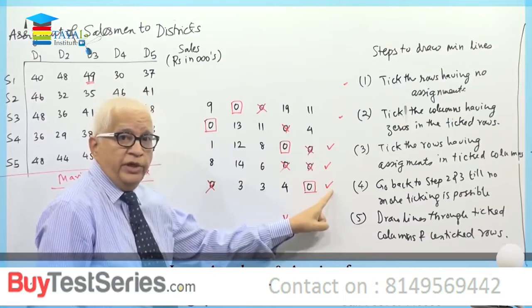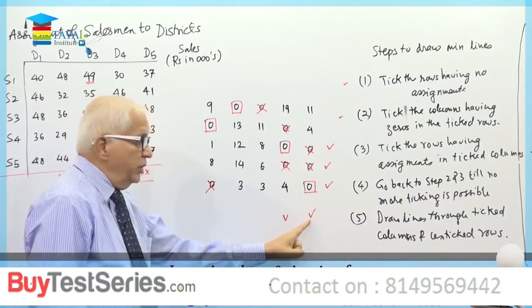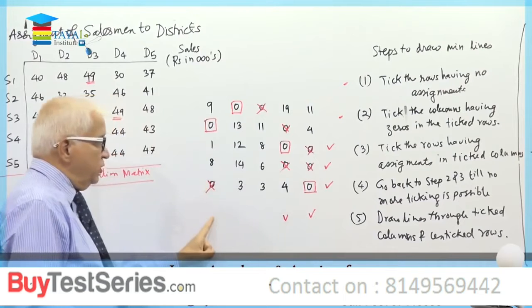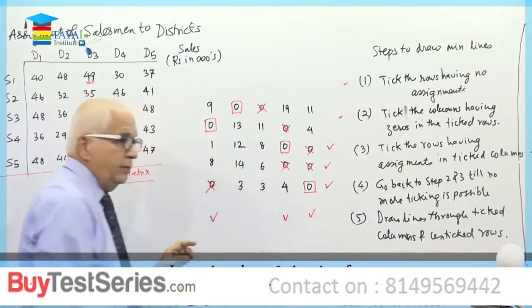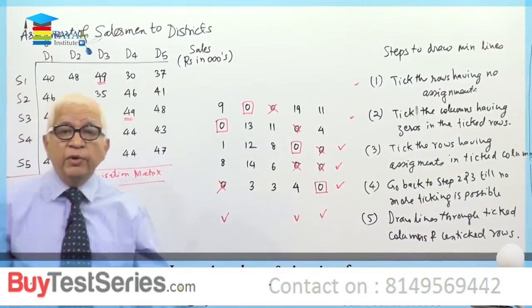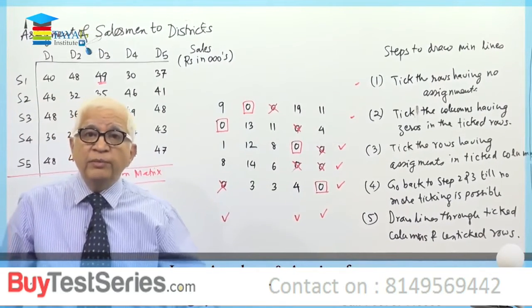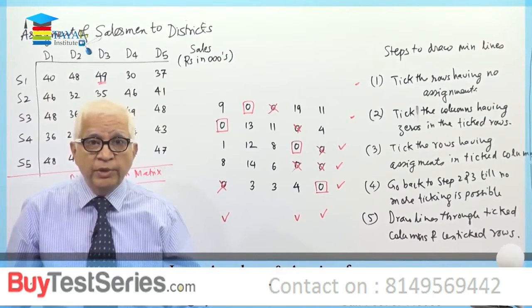Third ticked row. This is a ticked row. What are the zeros in the ticked row? This and this. This column is already ticked, but this column is not ticked. Therefore, I need to tick this column. So step number 2 had to be repeated. If step number 2 had to be repeated, obviously step number 3 will also have to be repeated, because step number 3 is based on step number 2.